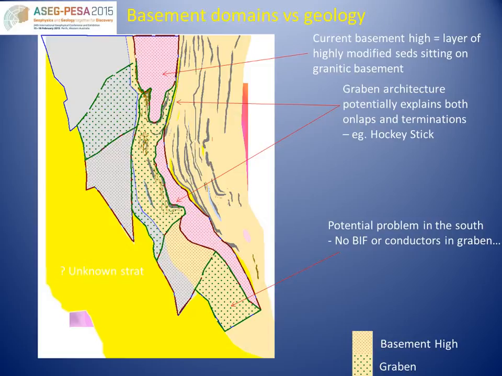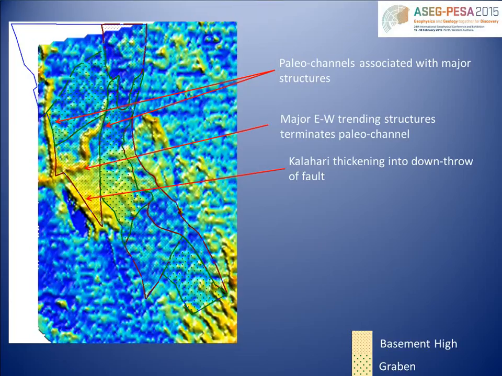There are some problems. Down here we haven't got, even though this is supposed to be a down-thrown block, where are our conductors and where is our BIF down there? Some things we still have to sort out, of course. Nothing is ever simple. But some of the faults explain very nicely these paleo channels.